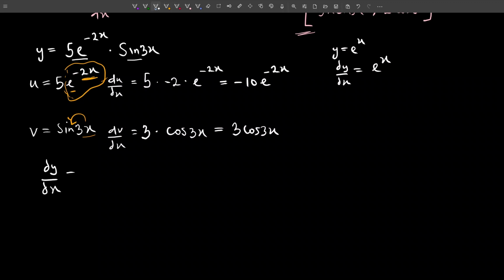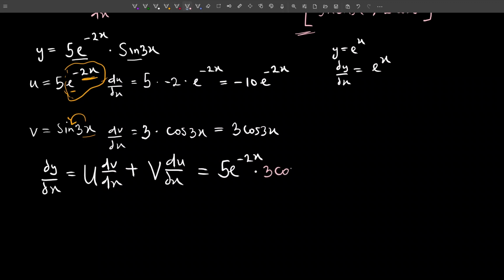Now recalling our formula for product rule, dy dx is u dv dx plus v du dx. So let's substitute. What is u? My u is 5e raised to minus 2x times, what is dv dx? dv dx is 3 cos 3x plus, what is v? v is sine 3x, and what is du dx? du dx is minus 10e raised to minus 2x.